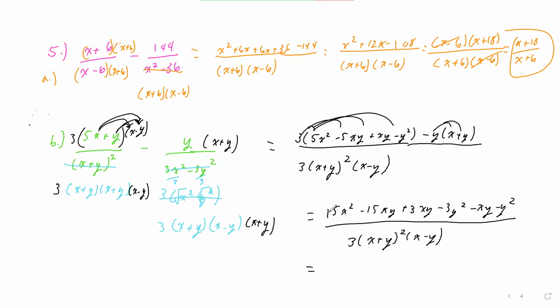So now all I'm going to do is just combine the top. So I have a 15x squared minus, oh, those are all y's. So I'll just leave it as 15x squared. I have a negative 15xy plus 3xy will give me negative 12xy. And then this would give me back to negative 13xy. And then this is a negative 3y squared and negative y squared. So that'd be negative 4y squared over all of this.